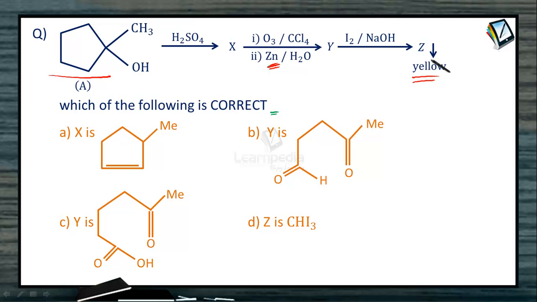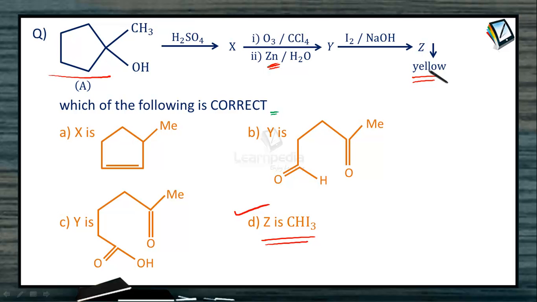So if this question is to be answered, then since only one option is right, X, we do not know whether right or wrong for the time being. Y, we do not know. Similarly, Y is. But what is this? Z is iodoform. So therefore, it can be straight away answered as D, because we know after the iodoform reaction, Z is a yellow precipitate.